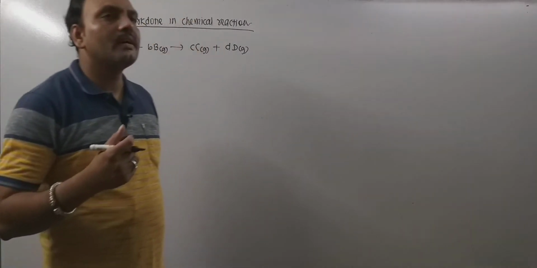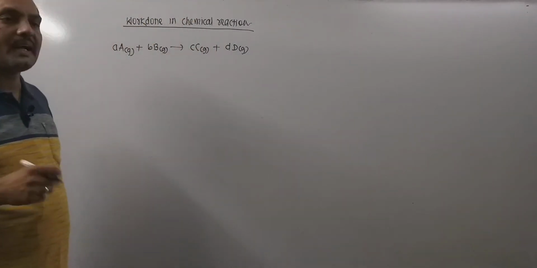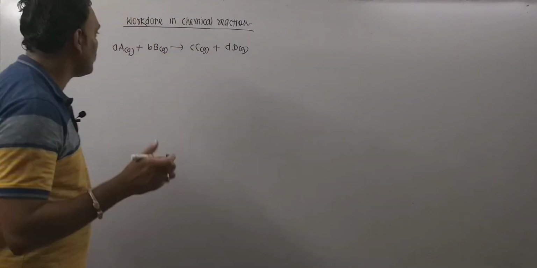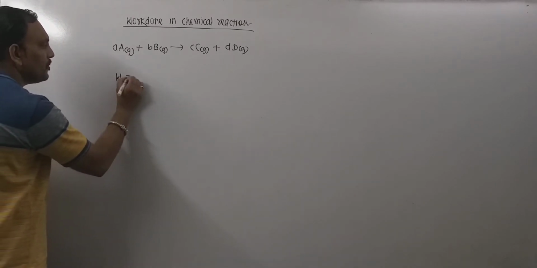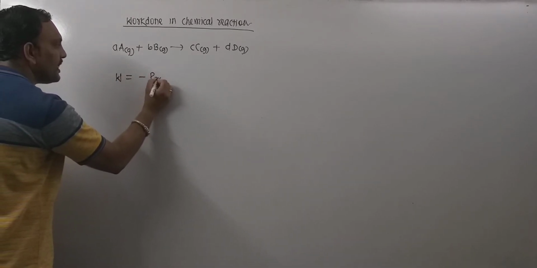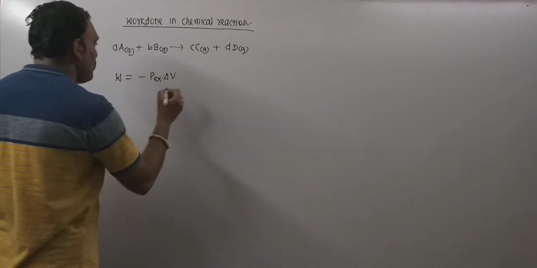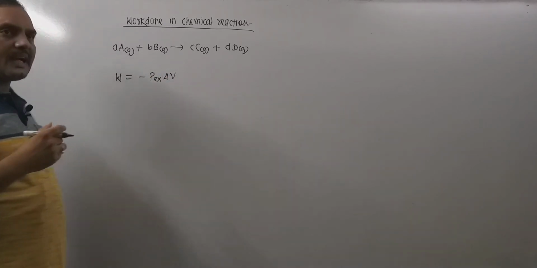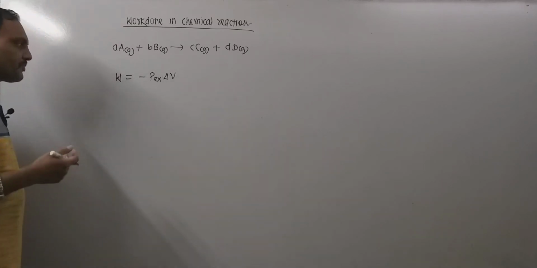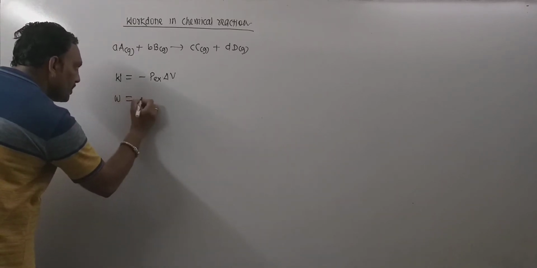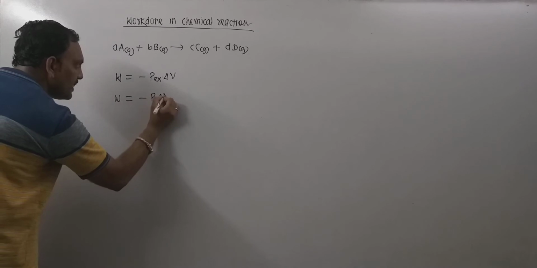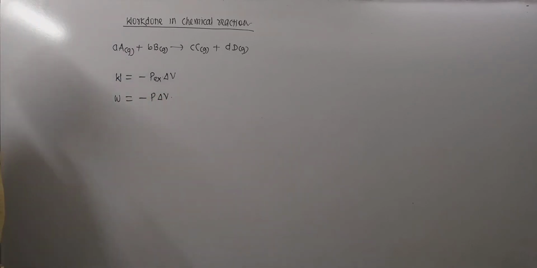pressure-volume work done by the system at constant pressure and temperature is given as W, that is work done, is equal to P external into change in volume. Now by assuming P external is equal to P, we can write this as W is equal to minus P delta V.